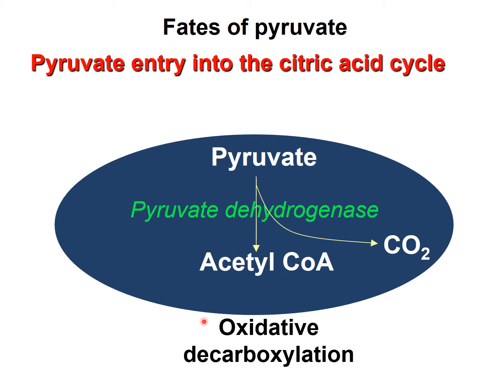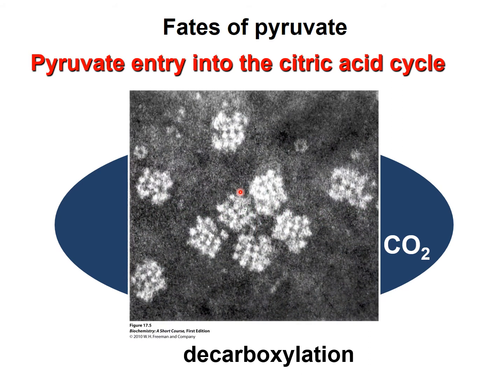So why is it oxidative? Because you have the removal of a hydrogen atom. And therefore, removal of hydrogen is equivalent to oxidation. And just for information, this enzyme PDH or pyruvate dehydrogenase is a multi-enzyme complex which is composed of many subunits joined together to be a big complex.